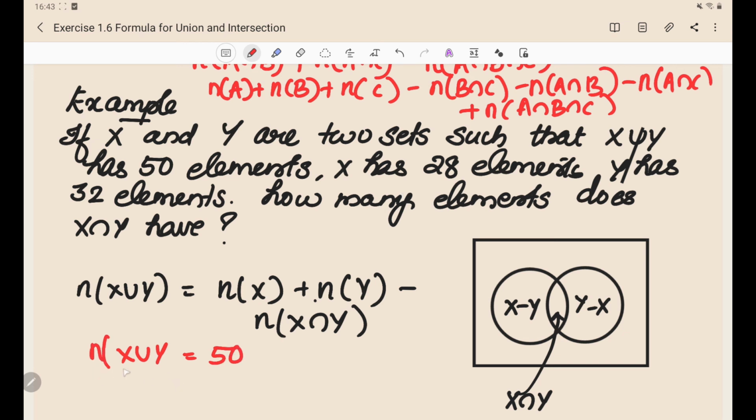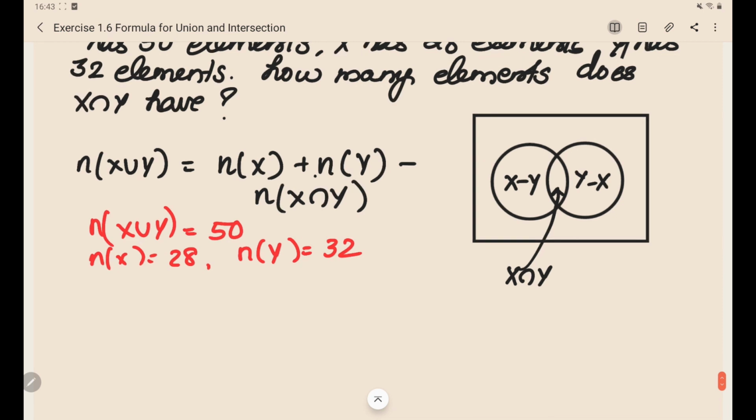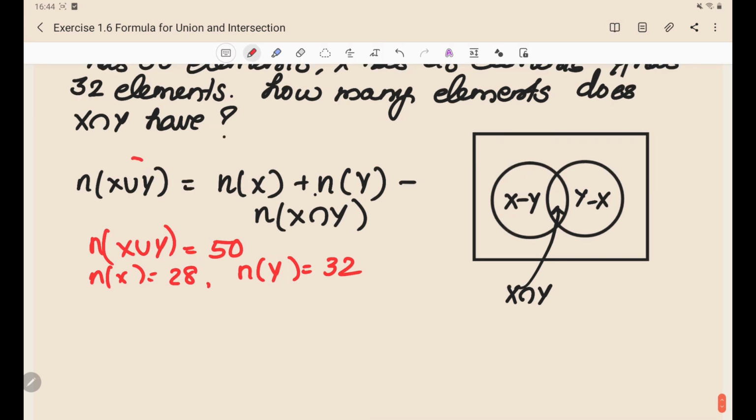So n of x union y is 50. n of x is what? 28 elements. And n of y is what? 32 elements. Okay, so from this problem, we have to find how many elements x intersection y has, that is, what are the common elements in it. To find that, the easiest way is to use the formula: n of x union y is n of x plus n of y minus n of x intersection y. We know already n of x union y is 50. Again, n of x is 28. Here is n of y, 32.